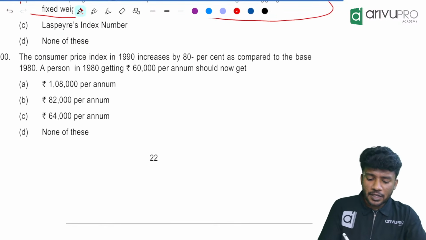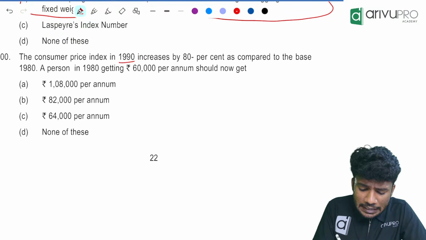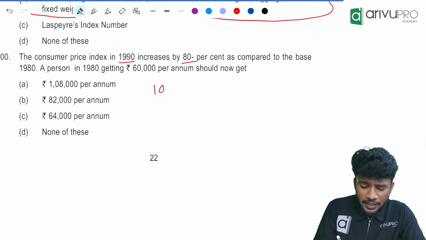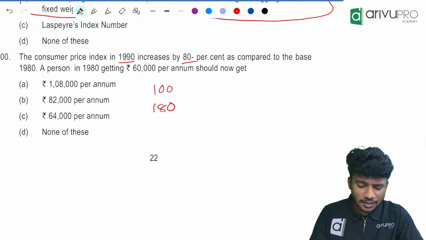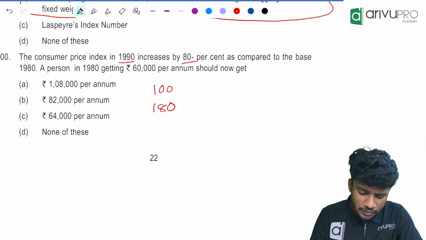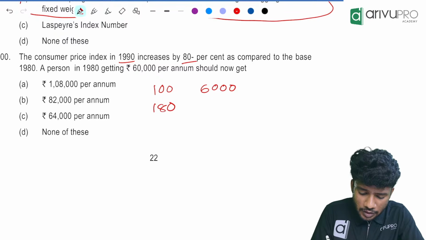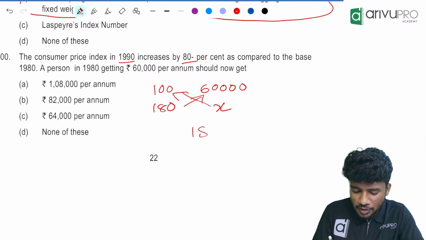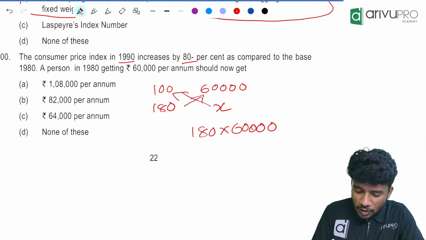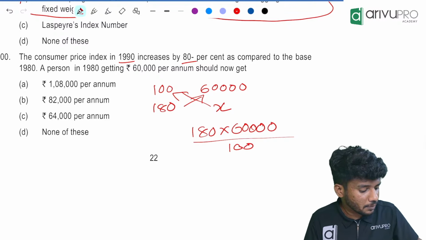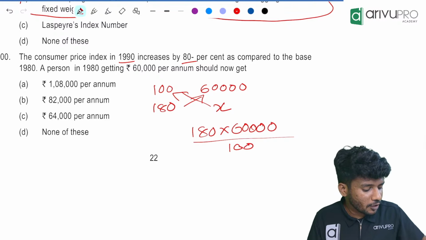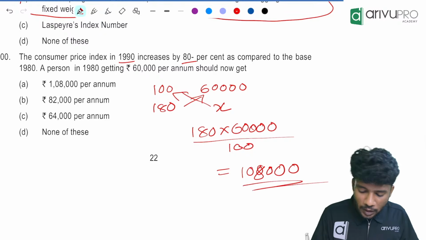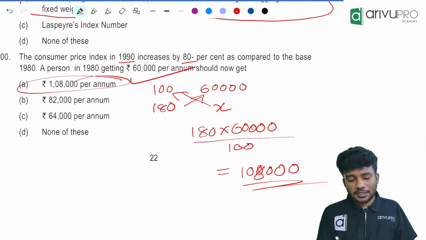And the final question, people: consumer price in 1980 increases by 180 percentage. 180 percentage increase means 100 became how much? 180, correct? 100 became 180. Then a person was getting 60,000 over here. Then how much should he get now is the question. Cross multiply and get me the answer. So 180 into 60,000 divided by how much? 100. How much is the answer, people? 60,000 into 180 divided by 100, which is coming to be 1,08,000 per annum. Option A is the answer, people.